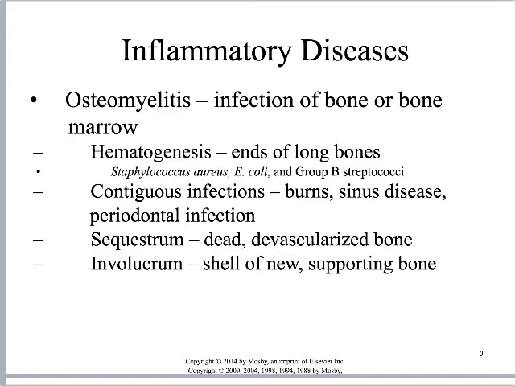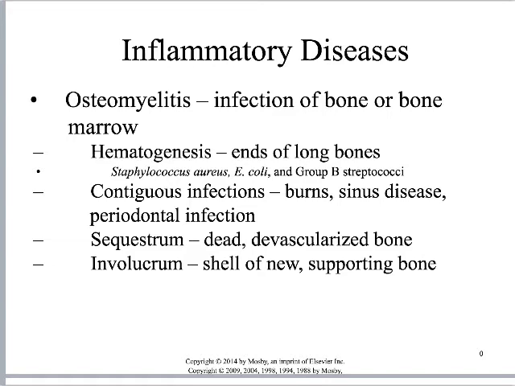Osteomyelitis just means infection of the bone or bone marrow. If it's hematogenous, that means it occurred at the ends of the long bones. So it happened at the end. A lot of times that's related to things like staph or E. coli infection.